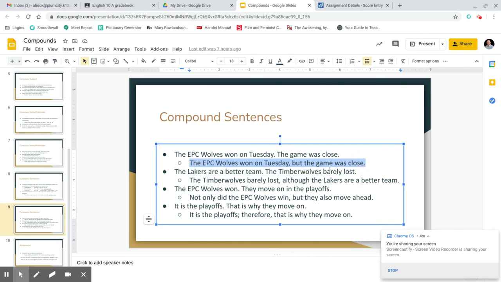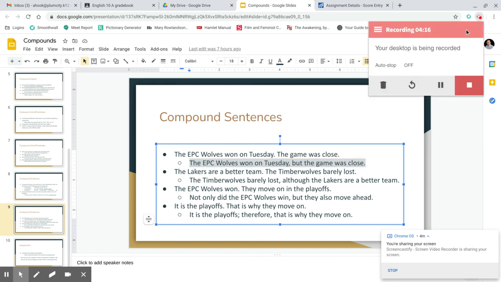Okay. So in all, you'll have 15 total sentences for the compound sentence because I want to see the first two as well. Okay. All right. That is all I have. And then I'll also have a video to talk through the assignment as well. Okay.